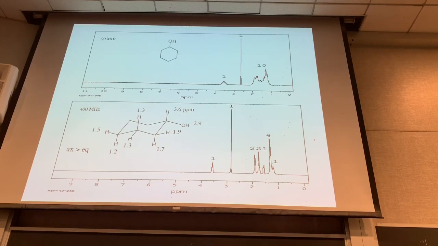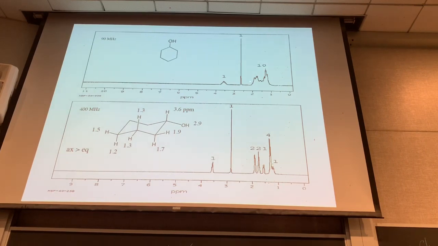Here we have a 300 and two 500 megahertz instruments. We used to have a 200, we decommissioned it a while ago. Here you can kind of see the difference in the two spectra. They all show up at the same spot, but there's better resolution here when you have a higher field instrument.